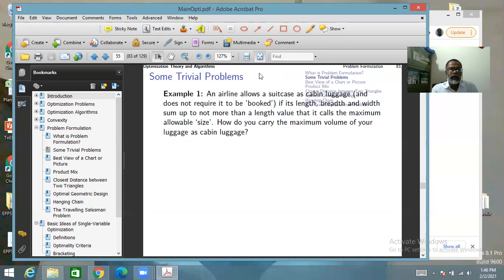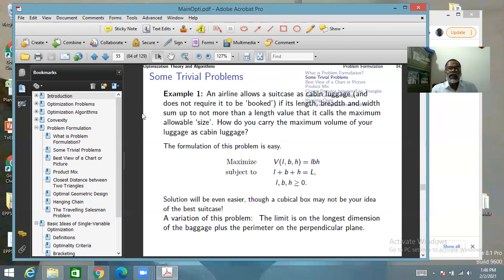So what will you do? How do you formulate this problem? This problem is trivial. You formulate like this. Maximize the volume, which is LBH, subject to the size. Actually, L plus B plus H less than or equal to L. But since you are interested in maximizing this, it's obvious that you will try to make it equal. So equal to this, where L, B, H are non-negative numbers. So solution will be even easier. You know that it will be a cube. But a cubical suitcase may not be a great idea.